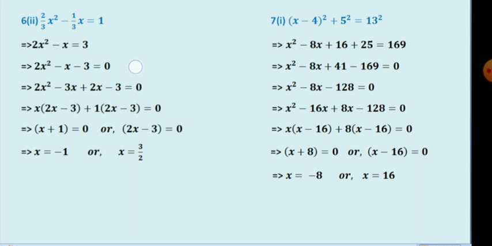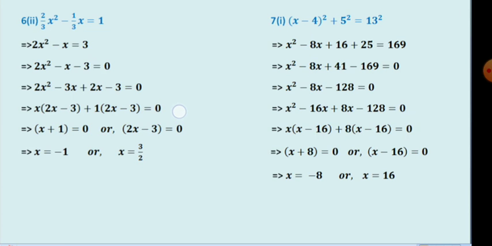So now we'll multiply the first and the third term, that is 2 times 3 is 6, and factorize it, that is 3 and 2. If I write minus 3 plus 2, we will have minus 1. So 2x squared minus 3x plus 2x minus 3 equals 0. Now pair the first two terms, we can take x common, so we will have 2x minus 3 in the bracket. Now in the third and fourth term there is nothing common, so we'll take plus 1 as a common term, and in the bracket we'll write 2x minus 3, which is equal to 0.